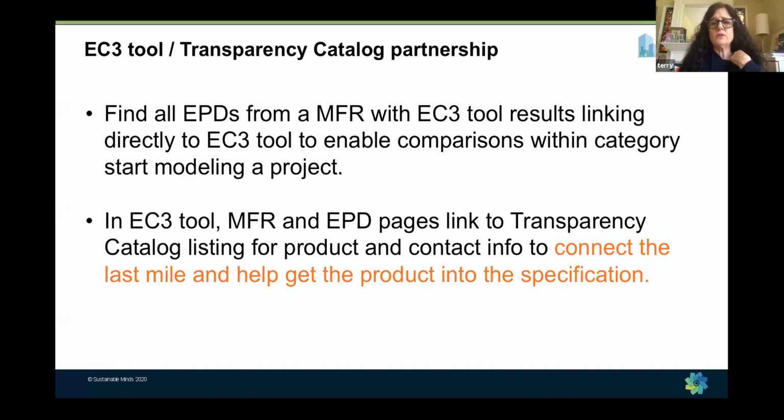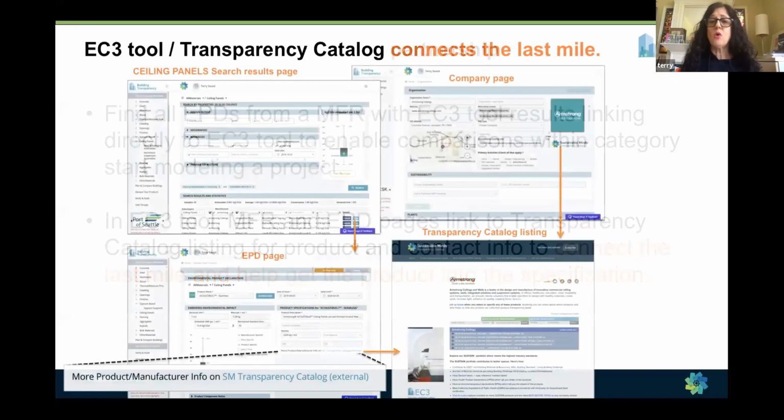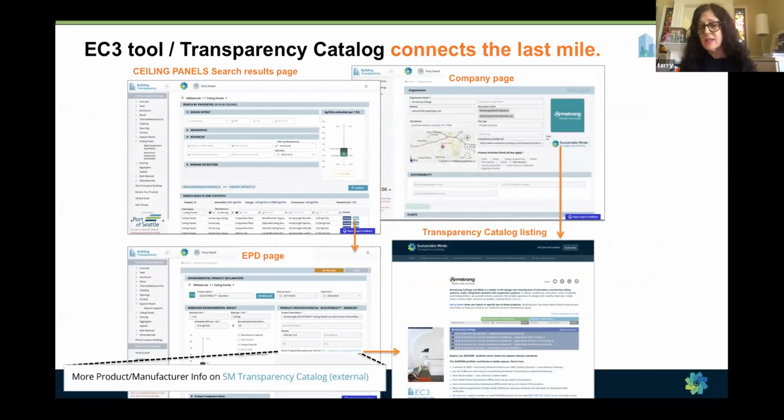So really the Transparency Catalog is helping to serve as kind of a last mile for manufacturers in the EC3 tool. So once you've done the selection and the modeling that Stacy has shown, and frankly, it's super cool to see the building comparisons as well as just the material comparisons. But once you find a manufacturer and a product you like, you're going to be able to go right to the Transparency Catalog and learn more about that manufacturer, contact that manufacturer, find out more about their products, and get a whole bunch more information.